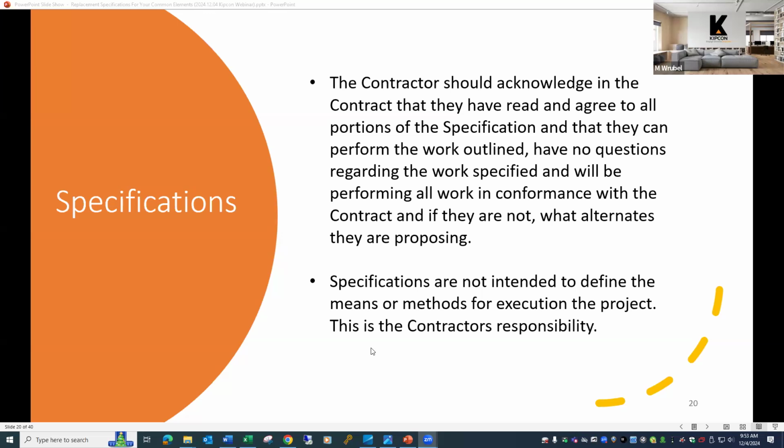And again, the specifications are not intended to address the means or methods, which is the responsibility of the contractor. So for example, you'll never see in the design drawings or the specifications any type of equipment that the contractor should use, or the type and size of the crews that should be used, or a schedule that the contractor must stick to in his construction process. These are the responsibility of the contractor, and they are to be defined by the contractor prior to the start of work.